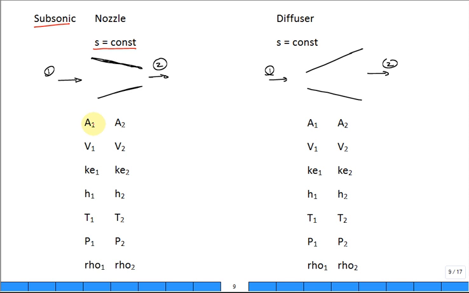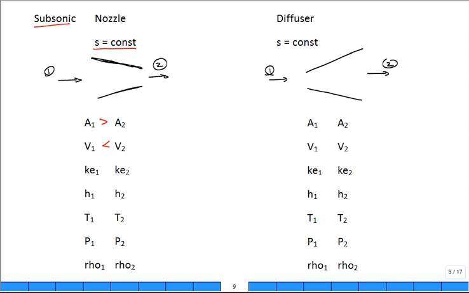Tell me, how is the area of the inlet related to the area of the exit? This is the easiest of the questions up here. Is it that way? Is that the relationship? A1 is greater than A2? Good. Congratulations. Now, what about V? How does the V change from inlet to outlet for a subsonic nozzle, as I've shown, where the cross-sectional area is getting smaller? Does the velocity go up? Is it that way? Good.